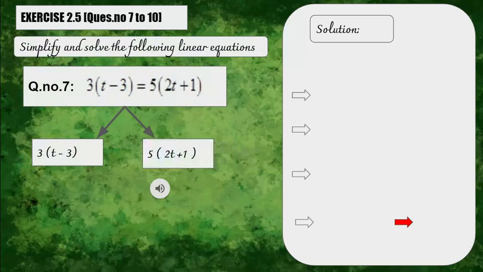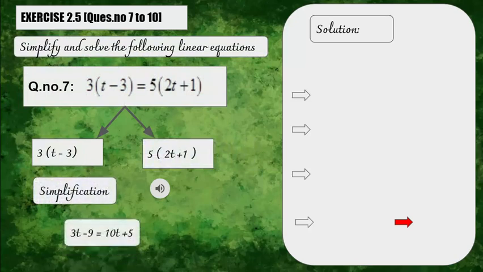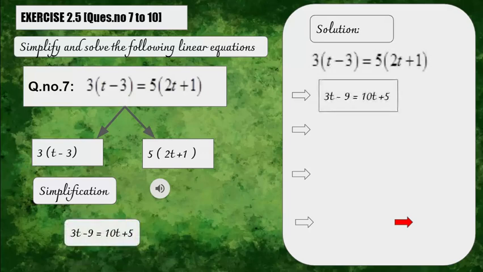So after simplification, what are we getting? By multiplying, 3 into t, 3t, minus 3 into 3, 9, is equal to 5 into 2, 10t, plus 5 into 1, 5. So now we got the equation like this: 3t minus 9 is equal to 10t plus 5. Now as usual we can solve. What do we have to do next? Next, we have to shift the variable to the left side and constants to the right side.